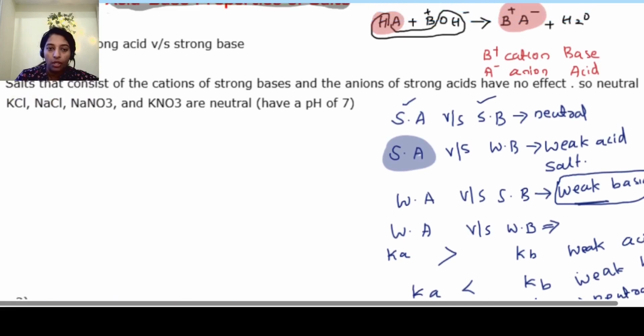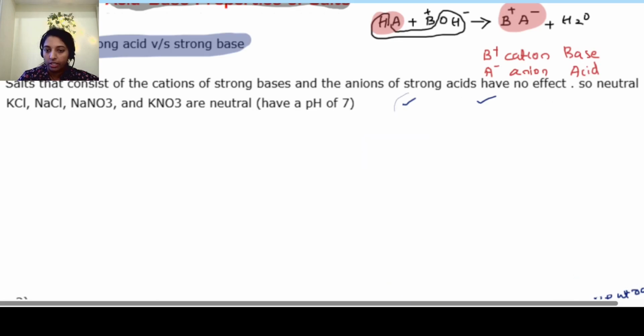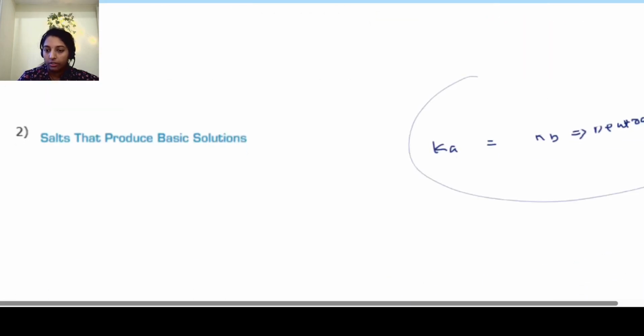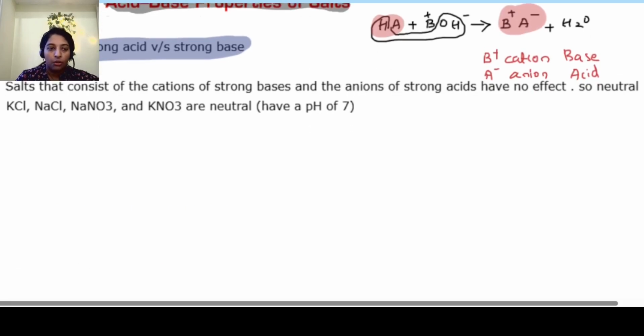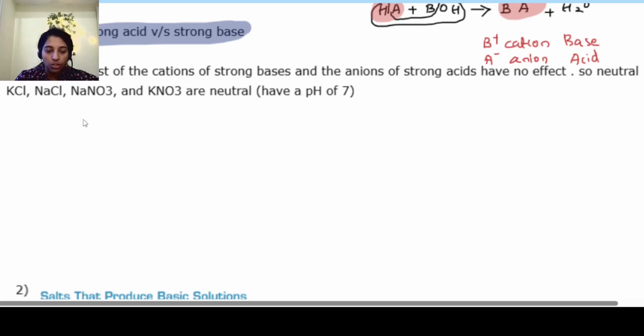Salt from strong acid, strong base. Got it? So as I told you, that is neutral. So why is it neutral? For example, if you are taking HCl and a strong base like NaOH, the formed salt will be NaCl. Why are we saying it's neutral? That's the reason they were explaining.